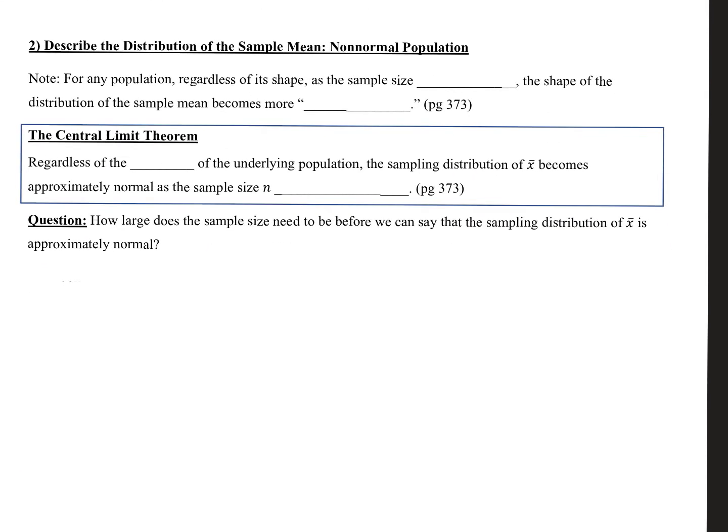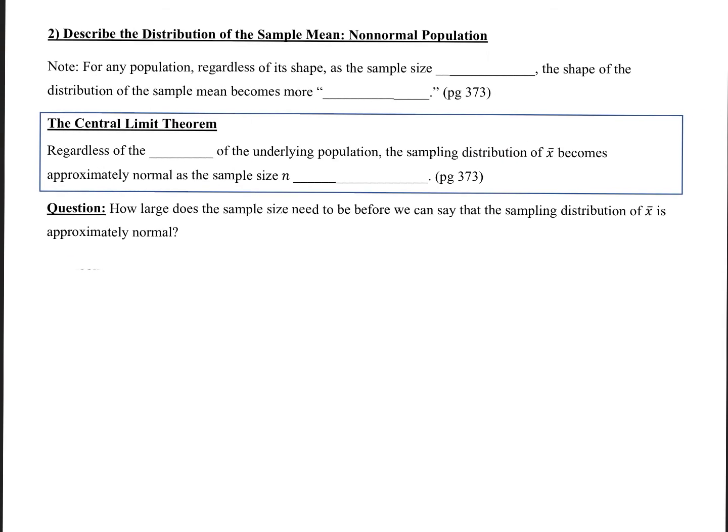Now let's take a look at objective 2. Describe the distribution of the sample mean when we have a non-normal population. Okay, so switching gears here. Note, for any population, regardless of its shape, as the sample size increases, the shape of the distribution of the sample mean becomes more normal. And that leads us directly to something called the central limit theorem. All right, so regardless of the shape of the underlying population, the sampling distribution of x bar becomes approximately normal as the sample size n increases.